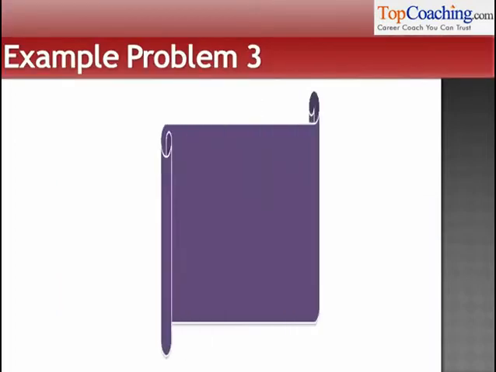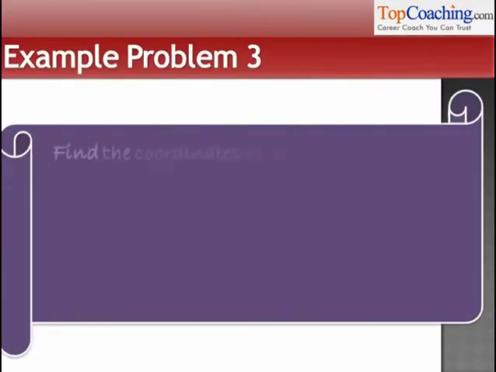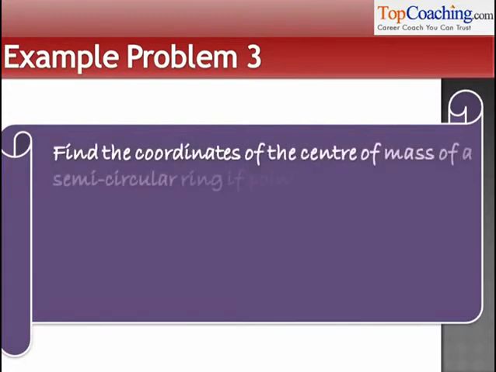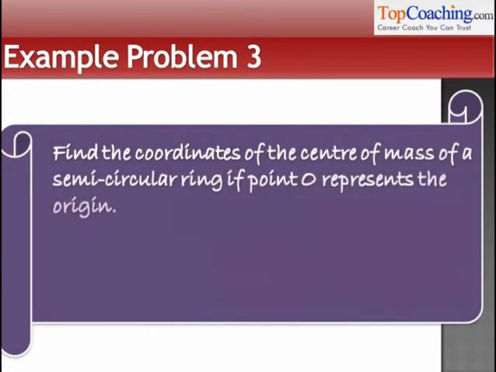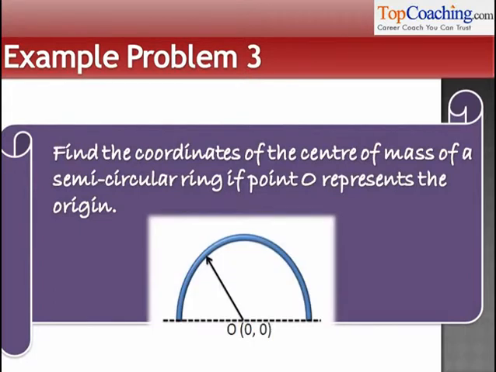Here's another problem. Find the coordinates of the center of mass of a semicircular ring if point O represents the origin. Take a look at this picture here. There's a semicircular ring as shown. O represents the origin. The radius of the ring is r. We have to calculate the coordinates of the center of mass of this ring.